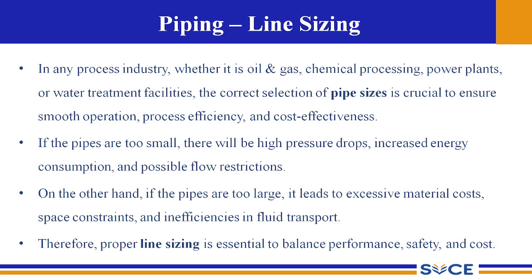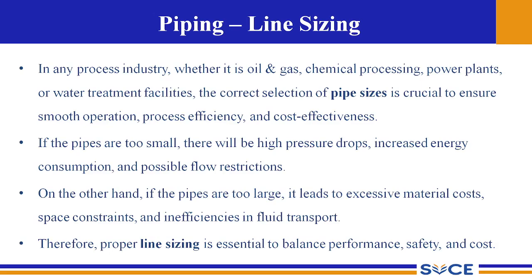Fluid transport is very important in process plants, without which we cannot run any reactors or separation systems and so on. If the pipes are very small, there will be very high pressure drop, which will increase the energy consumption, and possible flow restrictions may occur.